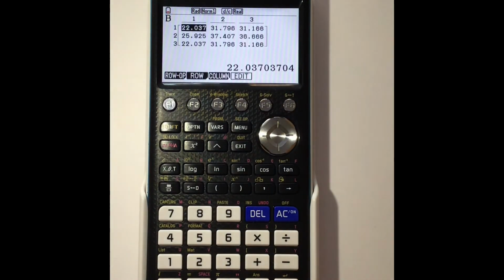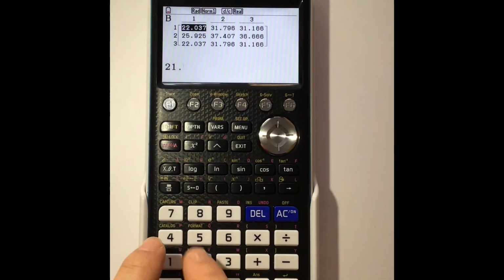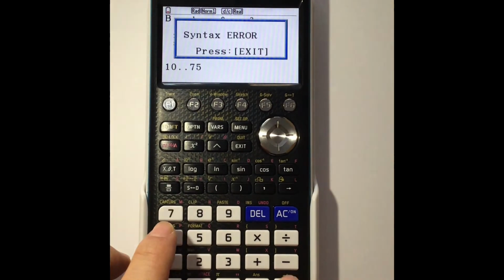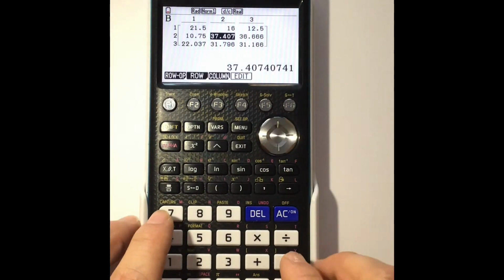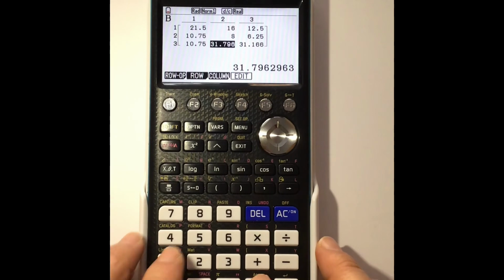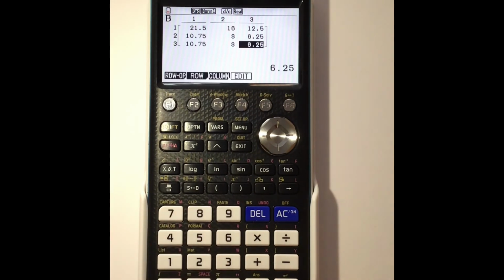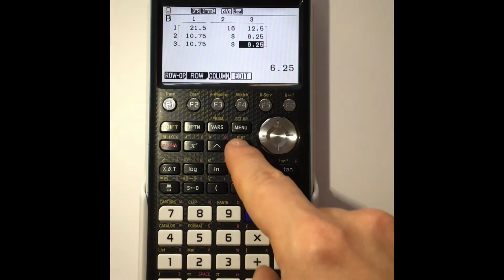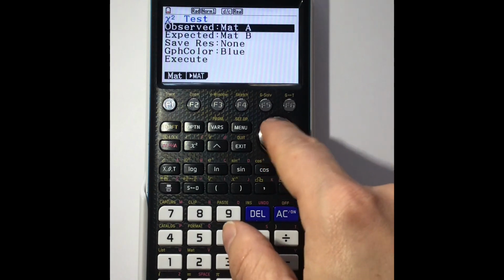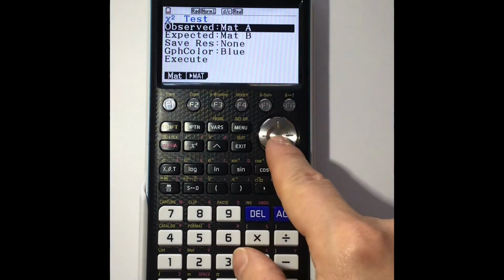This is the expected one. So we already calculated the expected one. Let's write it down. 21.5, 16, 12.5, so 10.75, oops, made a mistake, 10.75, 8, 6.25, 10.75, and 8, then 6.25. That's it. So we are done. Go back to exit. Now the observed values are done, expected values are done.